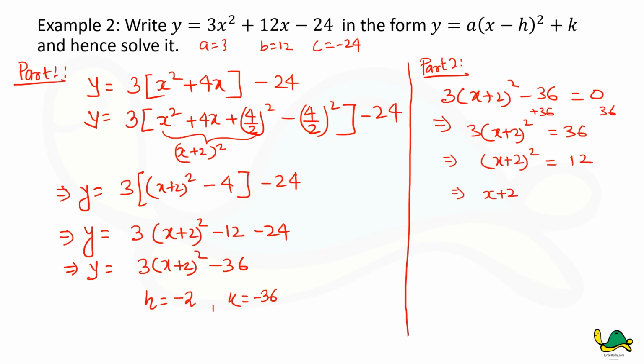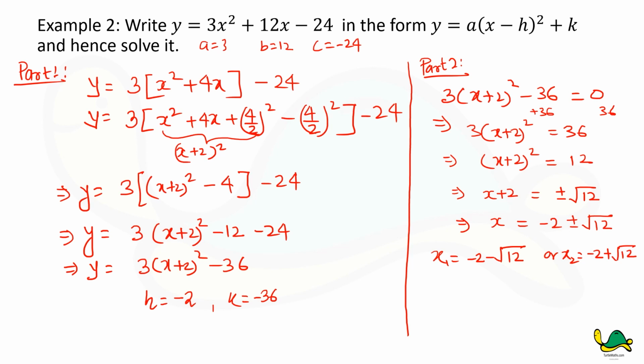Whenever you take a square root, one of the most common mistakes students make is that they miss writing this plus and minus. And the next step, I will subtract 2 from both sides. So x is equal to negative 2 plus minus root under 12. And hence my two roots, or two solutions, or two x-intercepts are x1 is equal to minus 2 minus root under 12, or x2 is equal to minus 2 plus root under 12. I will also take it forward and I will try to plot the graph.